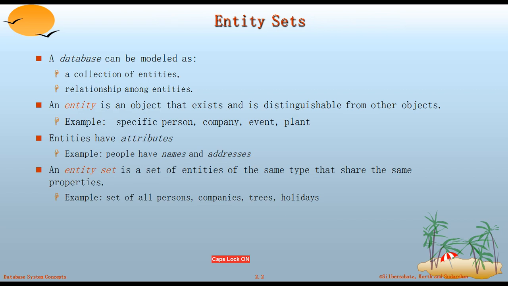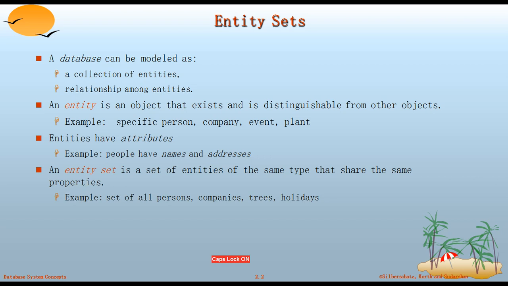A database can be modeled as a collection of entities. In the last video we saw what is meant by entities. An entity is a thing or object which is distinguishable from other objects. So a collection of entities is stored in a database. And next is the relationship among the entities. The relationship between two or three entities is represented by a relationship.